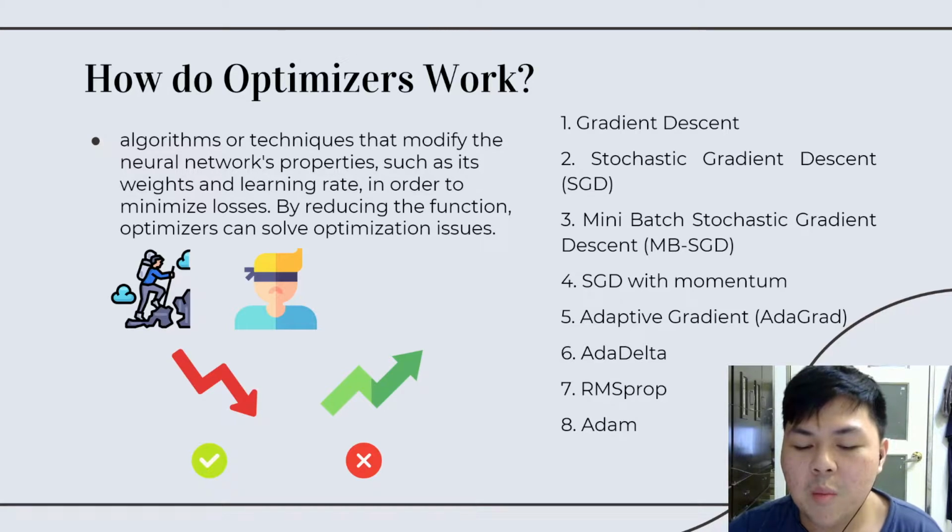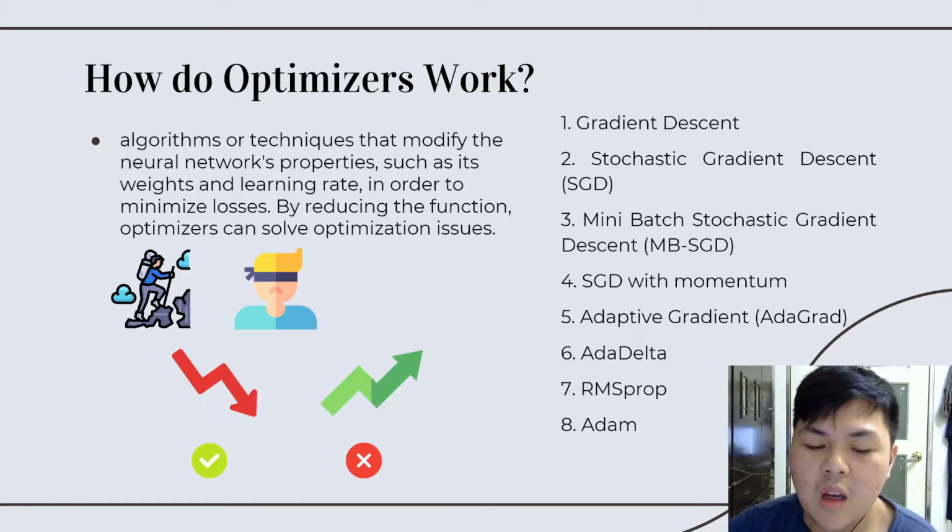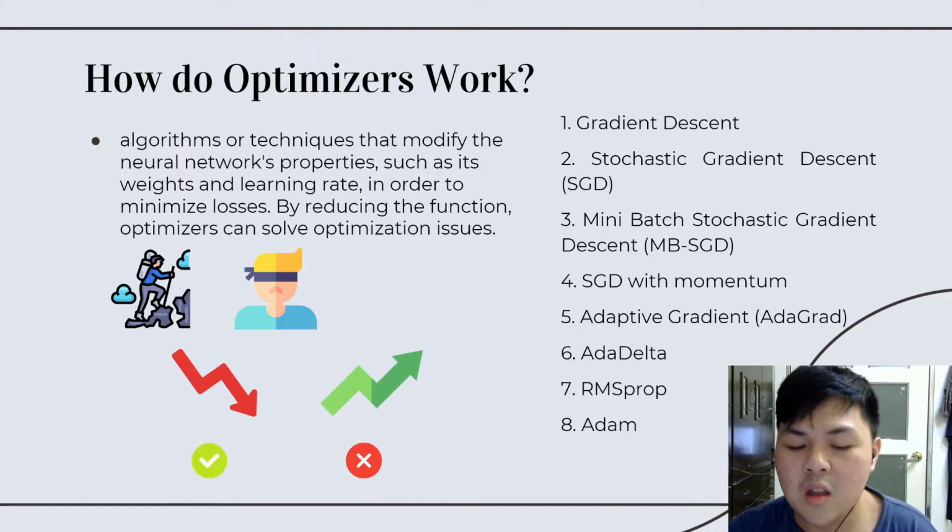There are various optimizers that have been researched within the last couple of years, each having its advantages and disadvantages. And these are some of the optimizers. First one is the traditional gradient descent, and the second one is stochastic gradient descent. Third one is mini-batch stochastic gradient descent, and the fourth one is SGD with momentum. Fifth one is adaptive gradient, or AdaGrad, and then there's AdaDelta, RMSprop, and the last one is Adam.